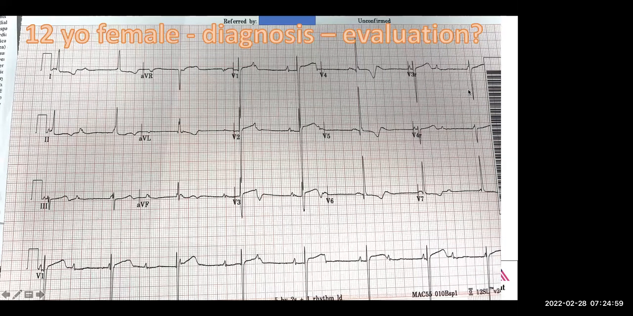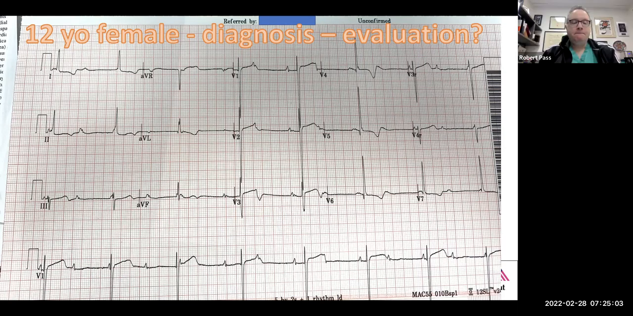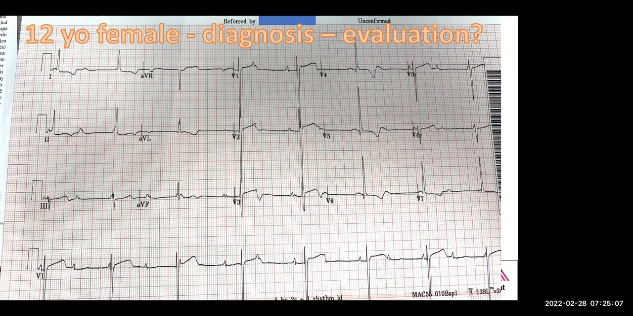So just taking a look here at that rhythm strip in V1 on the bottom, I'm seeing a changing PR interval. And the question is, are we in complete heart block, or what else might be going on? It doesn't look like the R to R interval is changing too much.